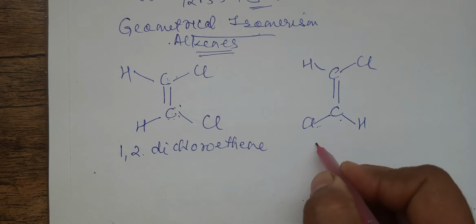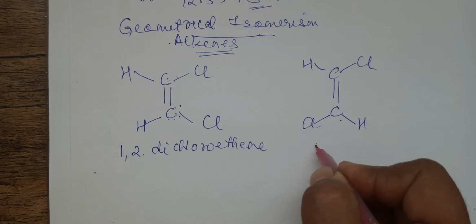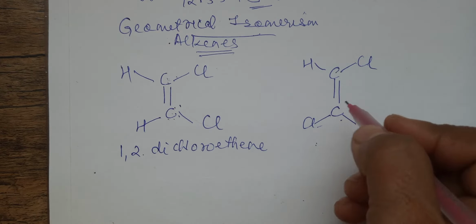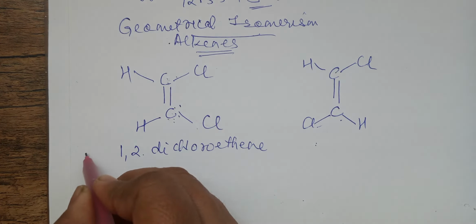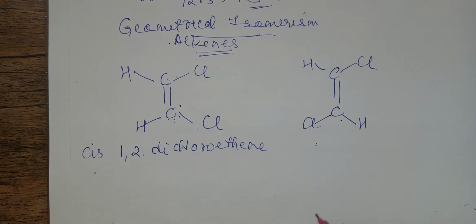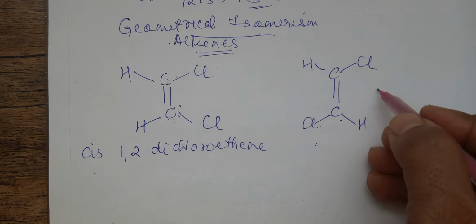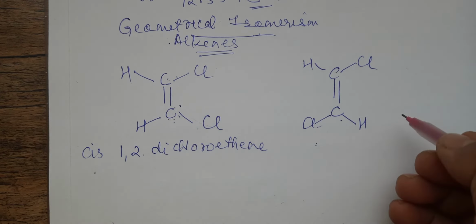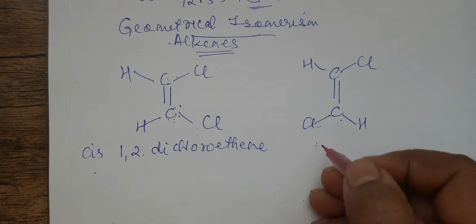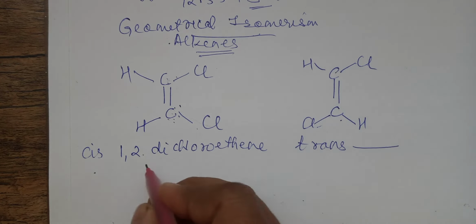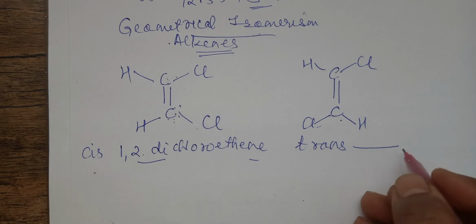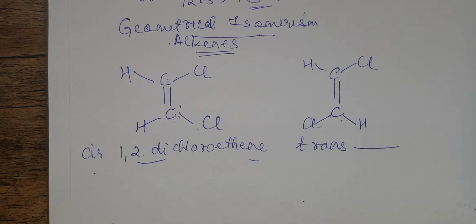This is also 1,2-dichloroethene. But the only thing is, when you write the similar groups on the same side of the double bond, it is called the cis isomer. And if the dissimilar groups are on the same side, or you can say the similar groups are on the opposite side, then it is called trans, and then the same name you will copy down, trans-1,2-dichloroethene.